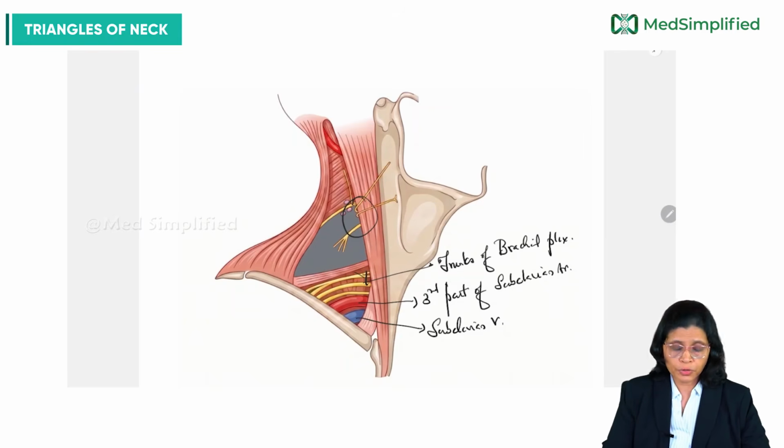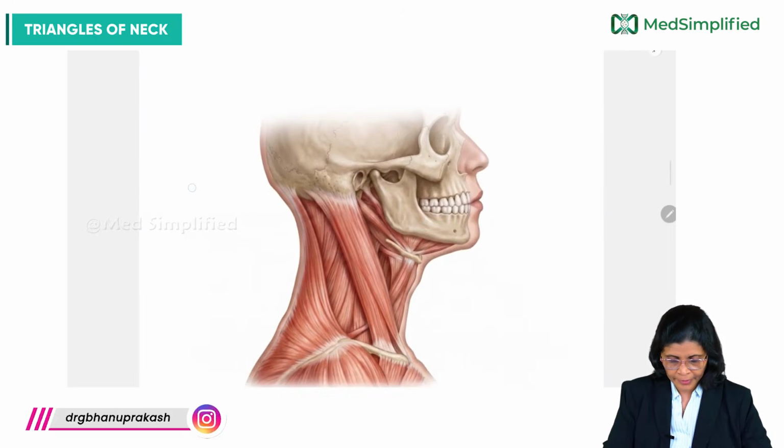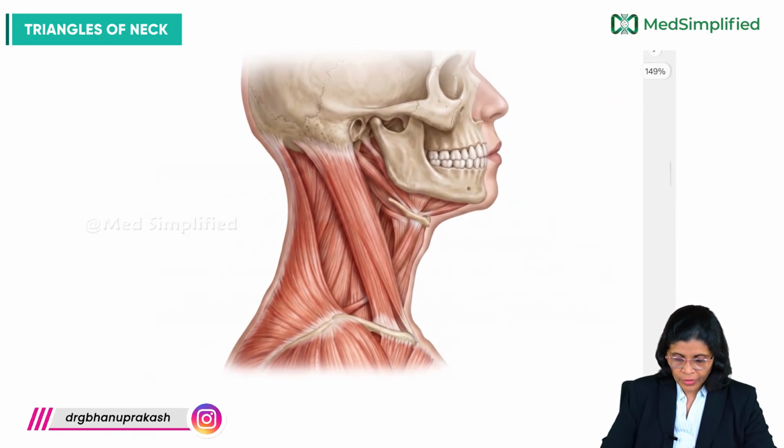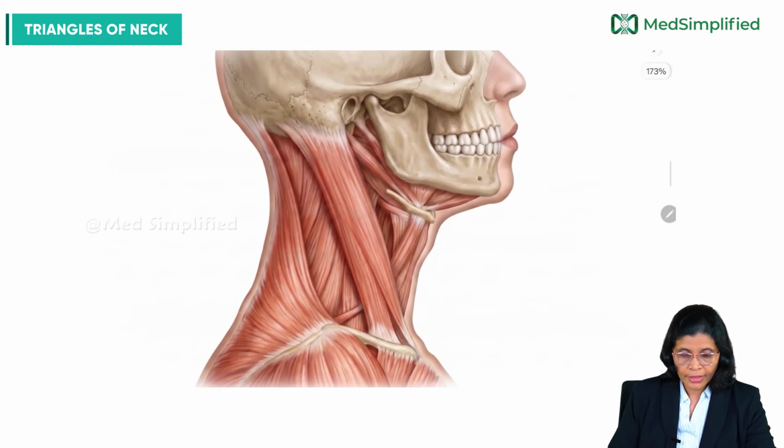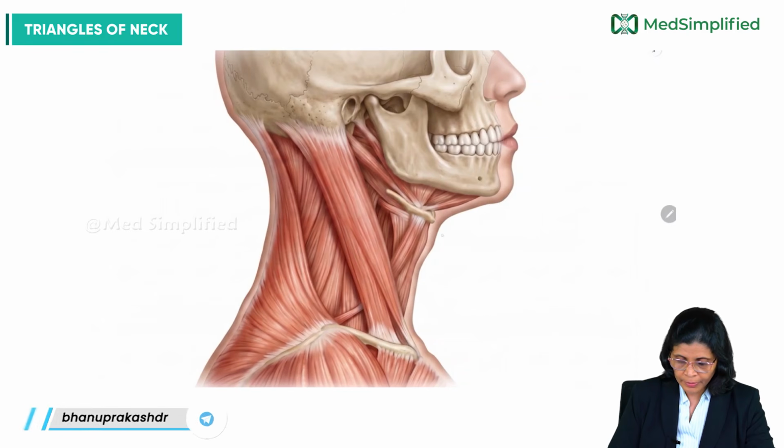Now next, moving on to the anterior triangle of the neck. The anterior triangle of the neck is the larger triangle on the side of the neck. In the posterior triangle, the apex was directed upwards, right? Here the apex is directed downwards. So this is the apex.